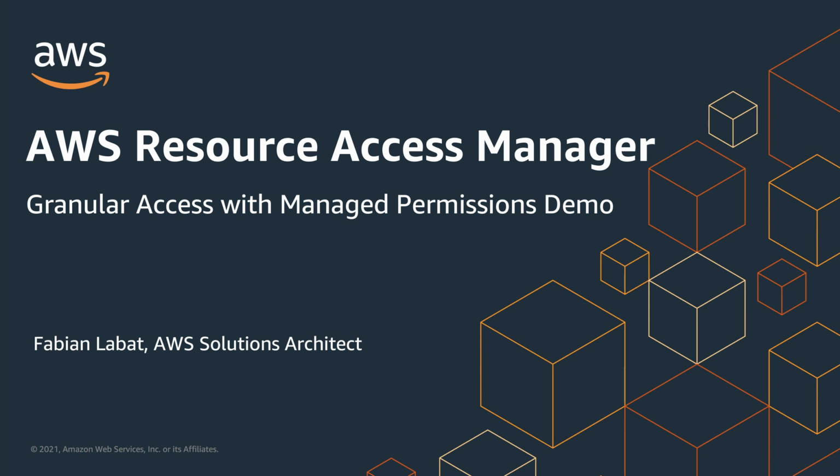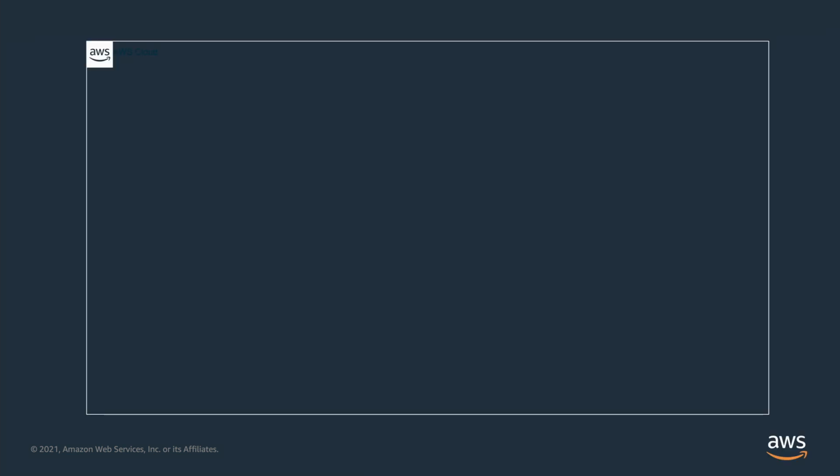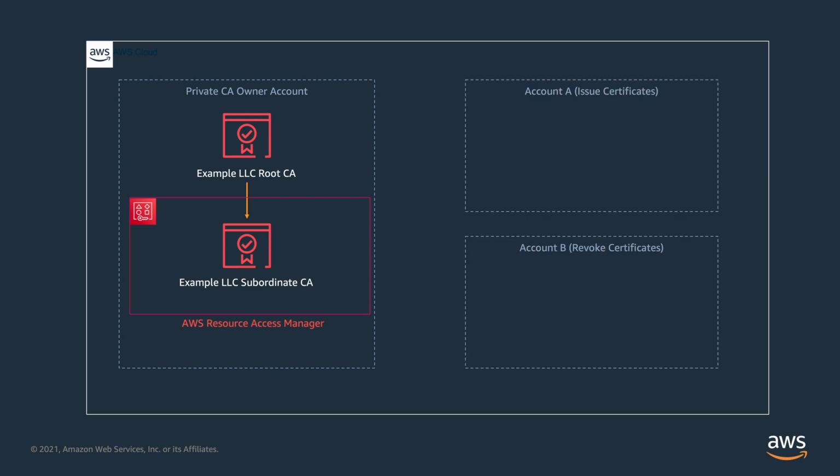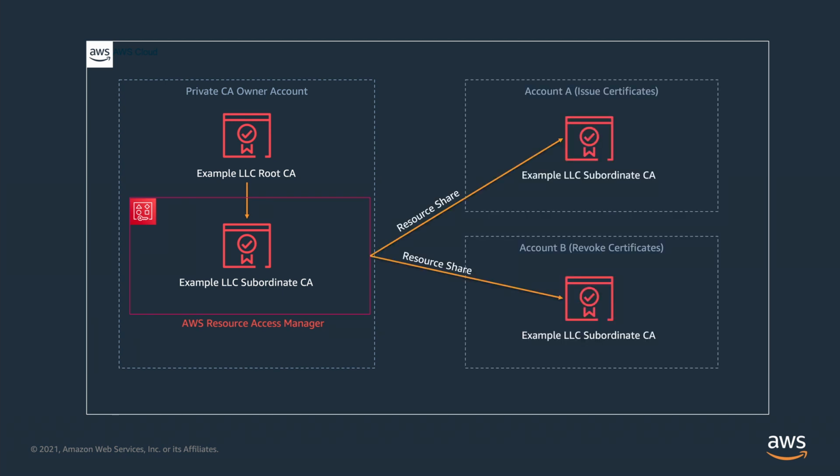In this video, I'll show you how to use Resource Access Manager's new Managed Permissions to enable granular access to your shared resources, and follow the best practice of granting least privilege access to shared resources. In my example, I'll share a private subordinate certificate authority with 2 AWS accounts in my organization using Resource Access Manager. Account A principals will be able to only issue certificates, and account B principals will only be able to revoke the certificates from the private CA.